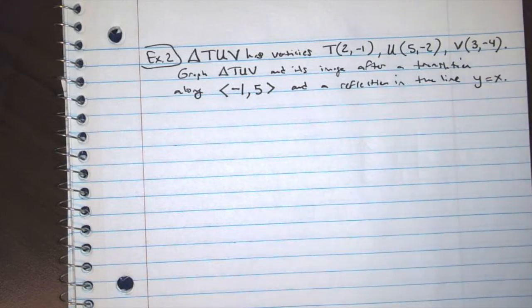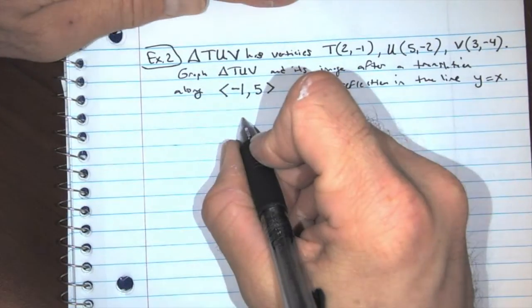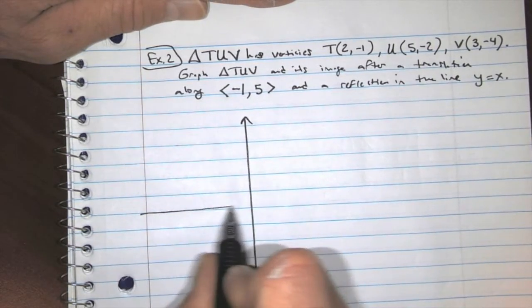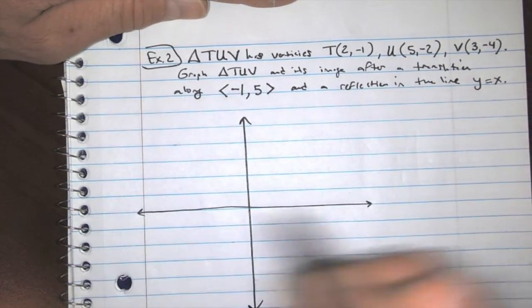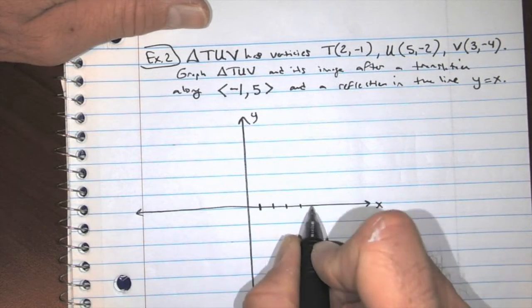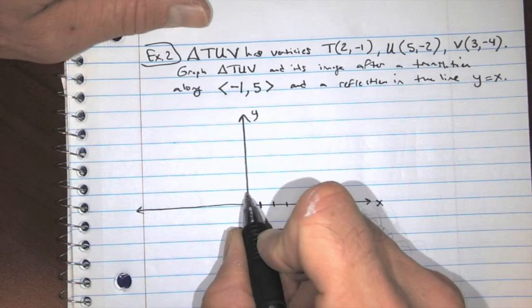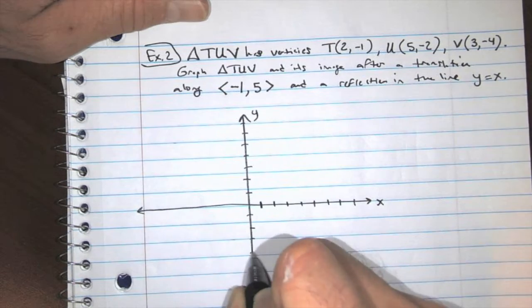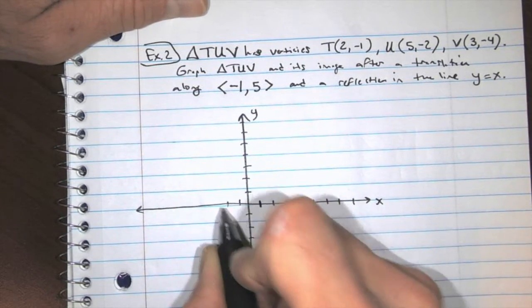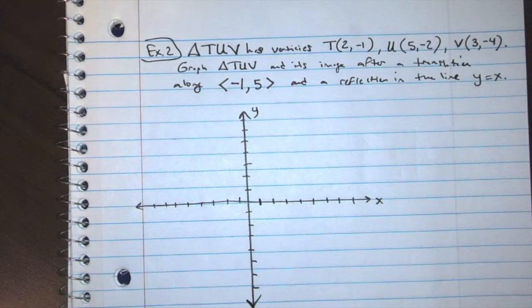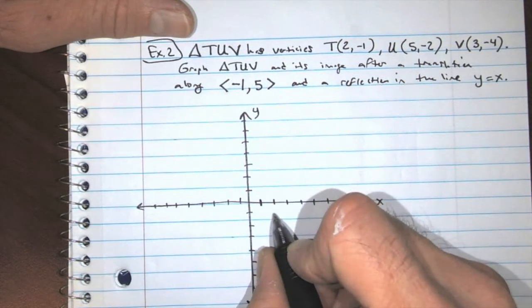Cool. Let's get started. Draw an XY axis. I like to label my XY axis. It's kind of a habit, really. Let's see. Over 2, down 1.